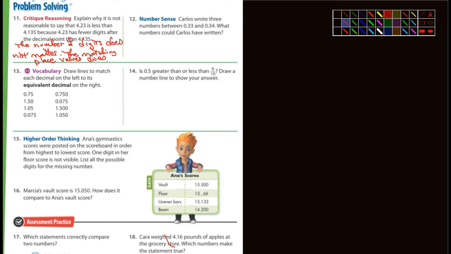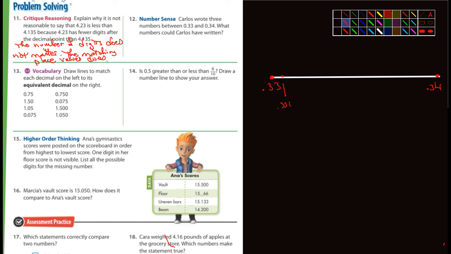Number 12, Carlos wrote 3 numbers between 0.33 and 0.34. What numbers could Carlos have written? Okay, so if I drew a line here, I'm going to draw a line. And I put right here is 0.33. And then right here is 0.34.